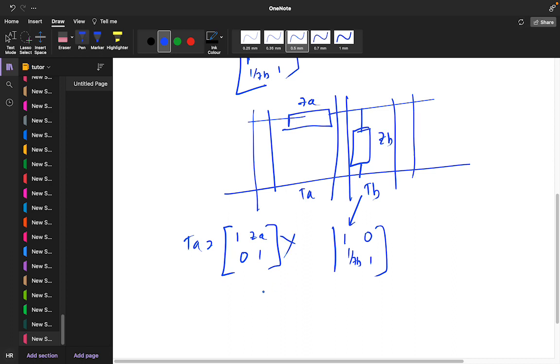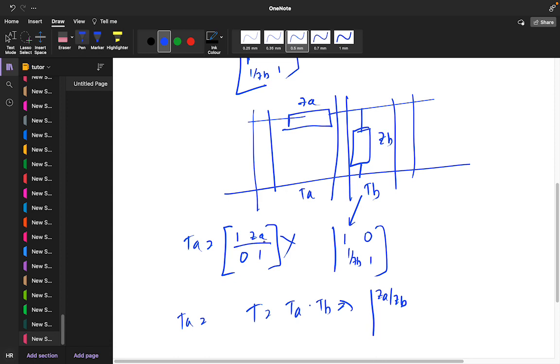The product of this. Solve. Overall T is equal to TA into TB. So get the results. So if you solve this, what will you get? 1 into 1, 1. If you solve this, 1 into 1, ZA by ZB will come. Right? ZA by ZB means, see what I am telling.